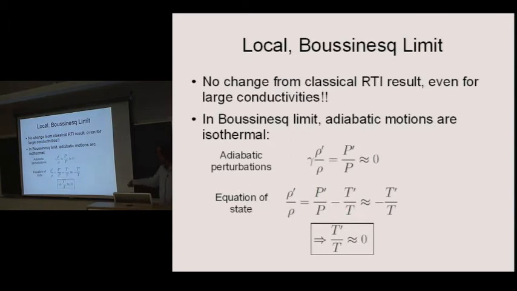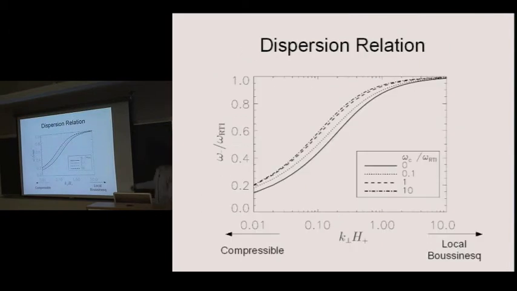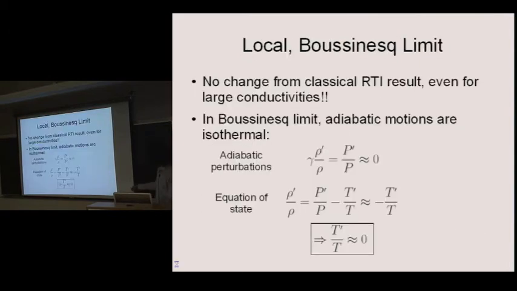And when I say small in the Buoyancy approximation, I mean it's of size about 1 over KH. So if KH was 10, as here, the temperature changes are about 1 over 100. For larger KH, it's even smaller. So in the Buoyancy approximation, conductivity doesn't matter at all because the motions that you had before conductivity were actually isothermal, so conductivity doesn't change it.